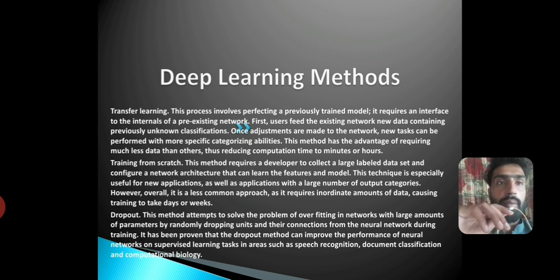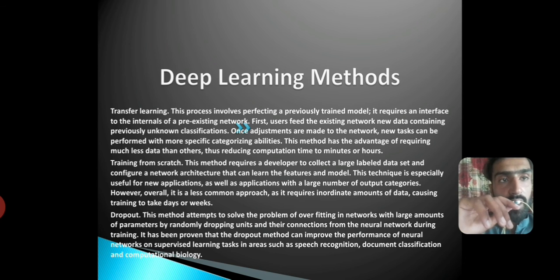Deep learning methods. Transfer learning. This process involves perfecting a previously trained model. It requires an interface to the internals of a pre-existing network. First, users feed the existing network new data containing previously unknown classifications. Once adjustments are made to the network, a new task can be performed with more specific categorization abilities. The method has the advantage of requiring much less data than others, thus reducing computation time to minutes or hours.